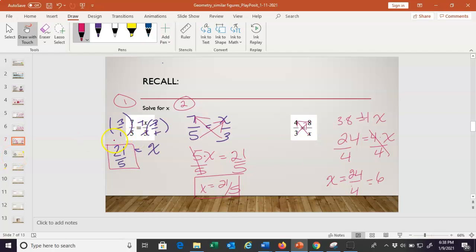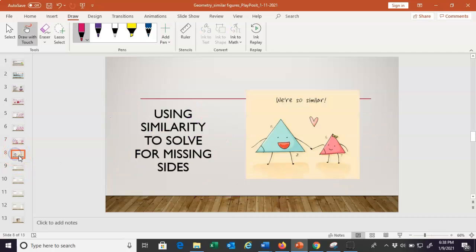So we're going to use cross multiplication to solve for some side lengths of some similar shapes, which is exactly what this is. Using similarity to solve for the missing side lengths. Oh, they're so similar.